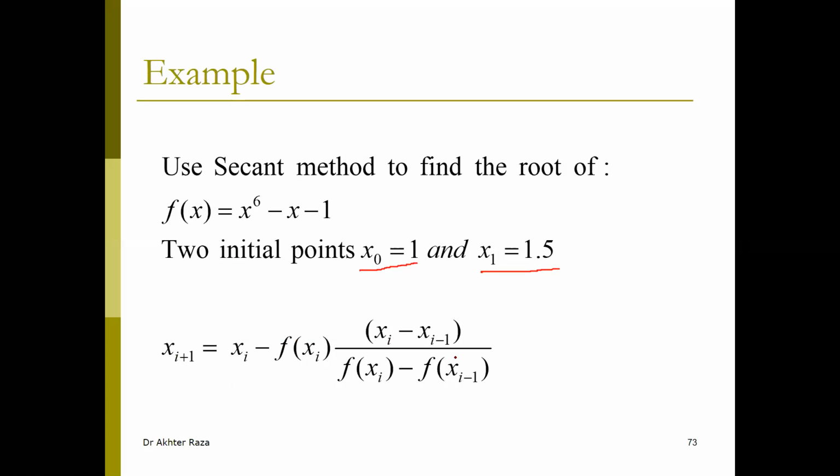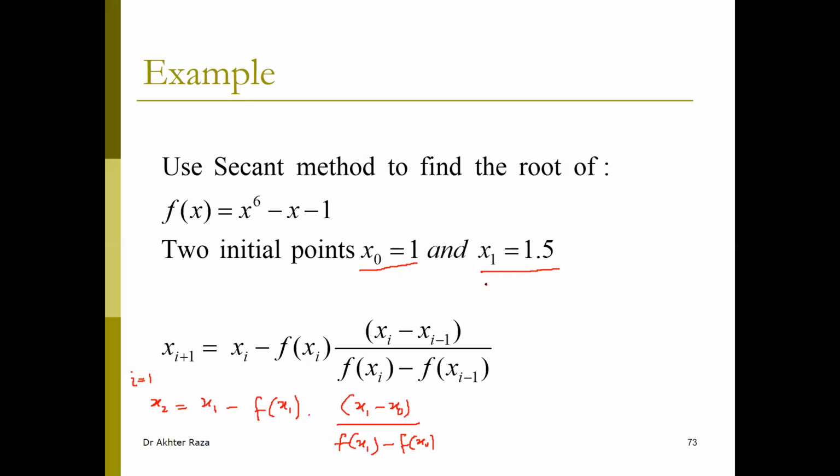This is the formula for computing the next iteration. If I put i equal to 1, then x2 is equal to x1 minus f of x1 multiplied by x1 minus x naught, divided by f of x1 minus f of x naught. This is the formula for calculating the next iteration using the Newton-Raphson secant method.